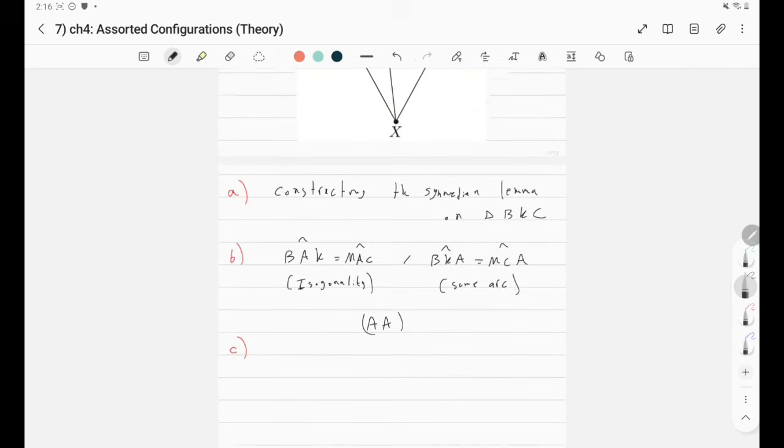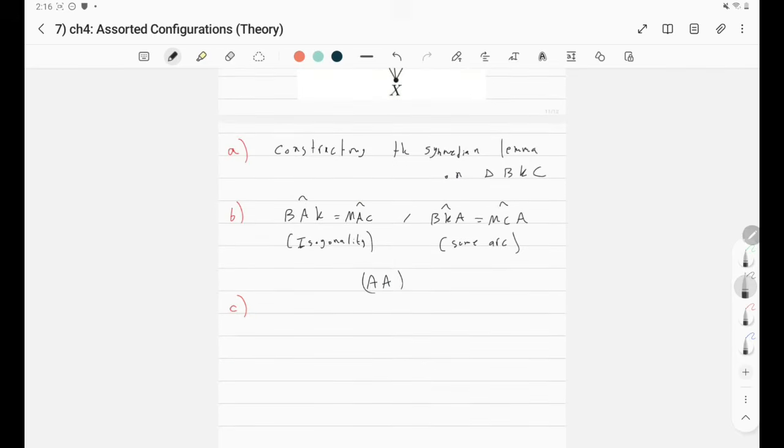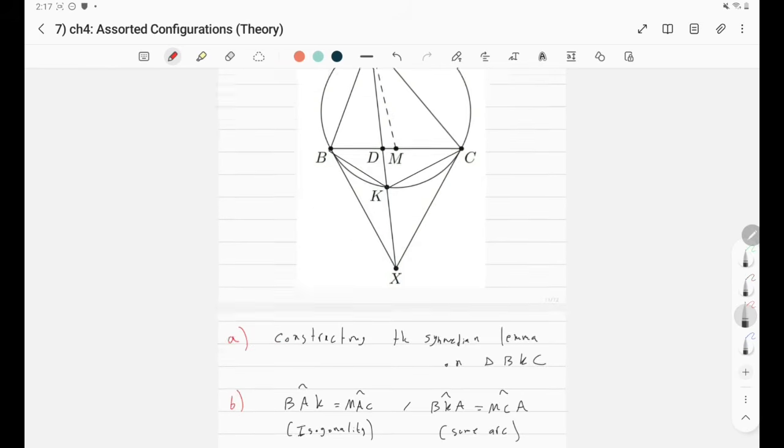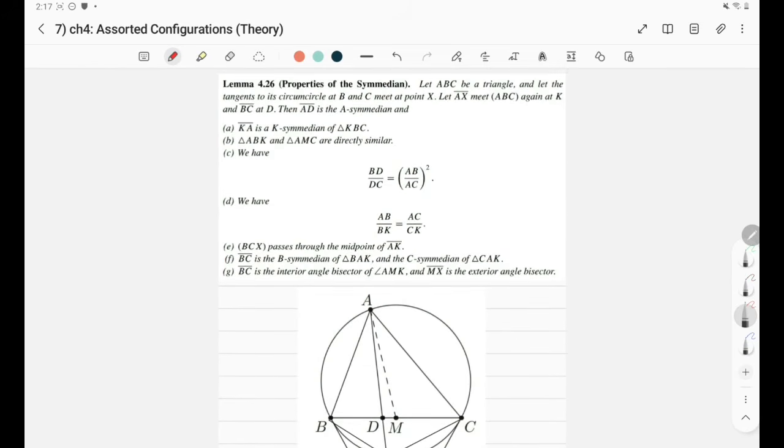Okay. Of course, again, a quick sketch of the proof, I can just say maybe BD over DC times BM over MC is equal to AB over AC all squared. Of course, if you're asking where did we get this from, then just isogonal ratios. Okay, so we're done with that. Let's move on. What do we have? We have now this one. So they're telling us AB over BK is equal to AC over CK.